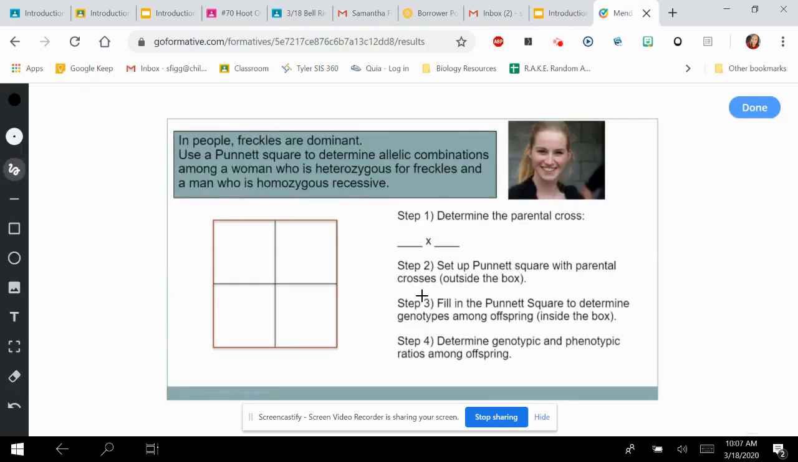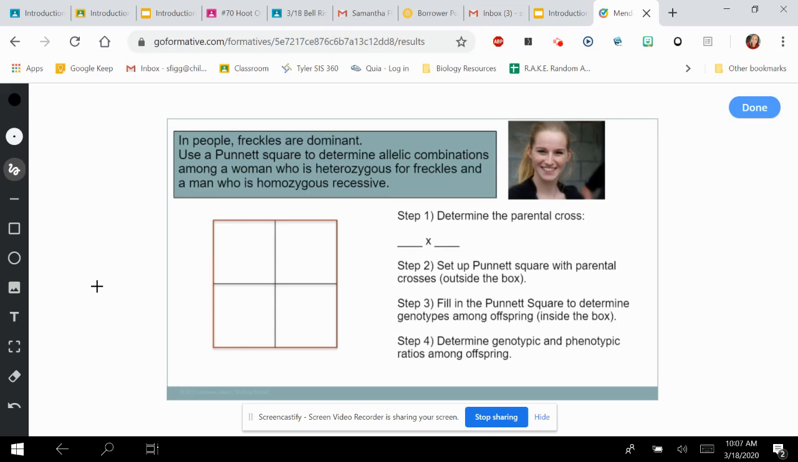So in practice problem number 1, it says, in people, freckles are dominant. Use a Punnett square to determine combinations among a woman who's heterozygous for freckles and a man who's homozygous recessive. So what we know, if the woman is heterozygous, the only option is for her to have a big letter and a small letter. I'm going to use the letter F because it's for the freckle gene.